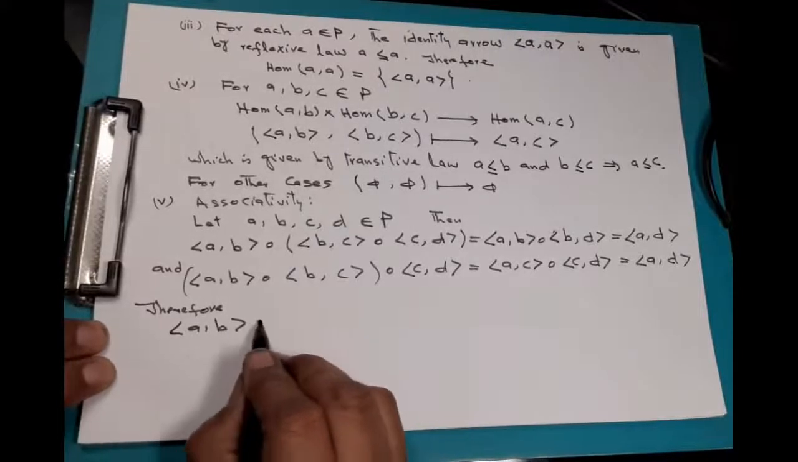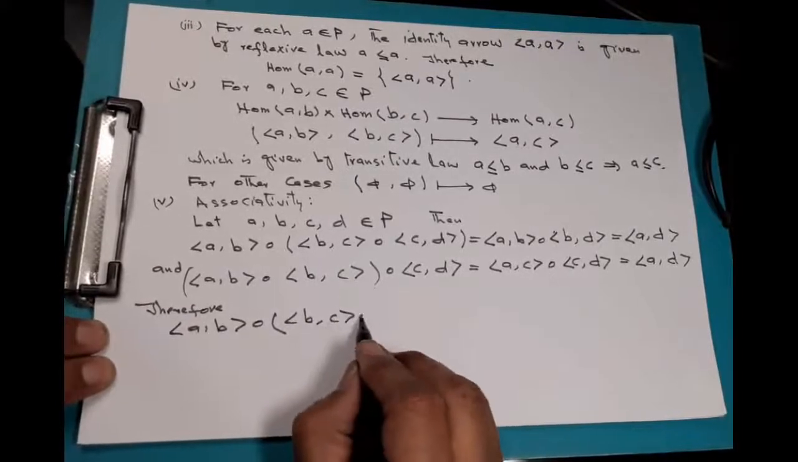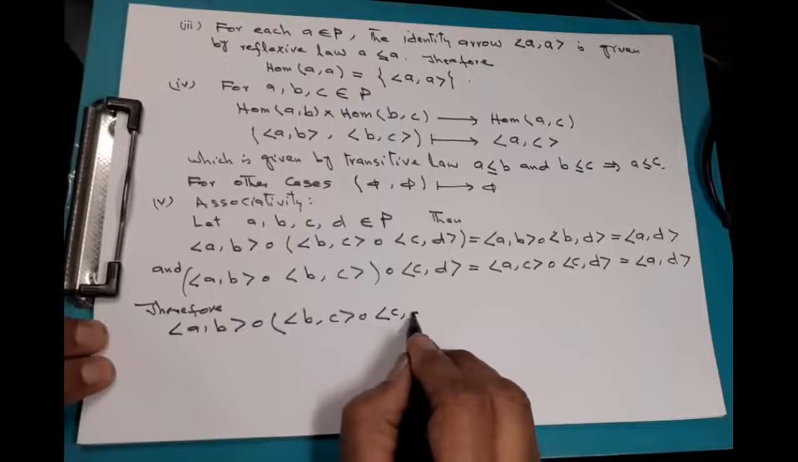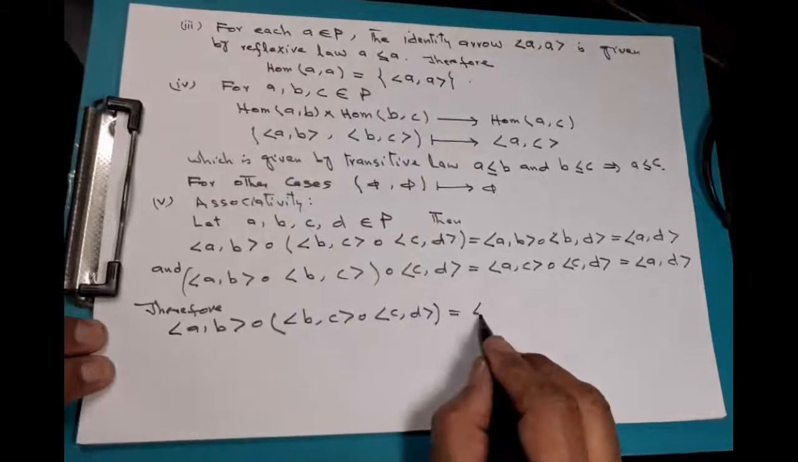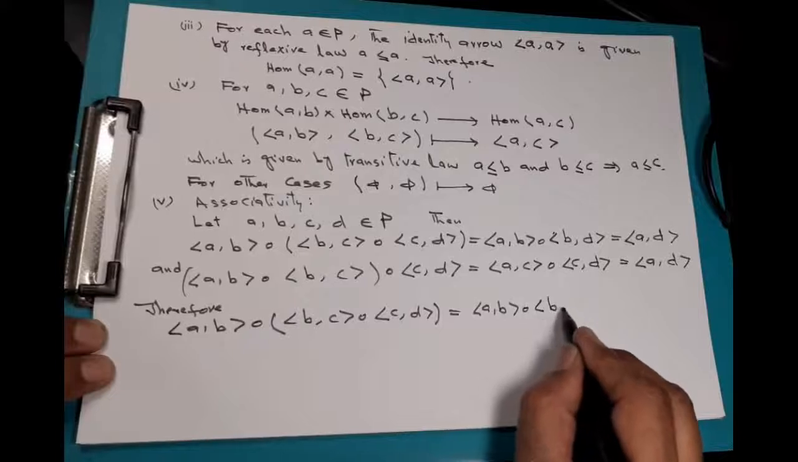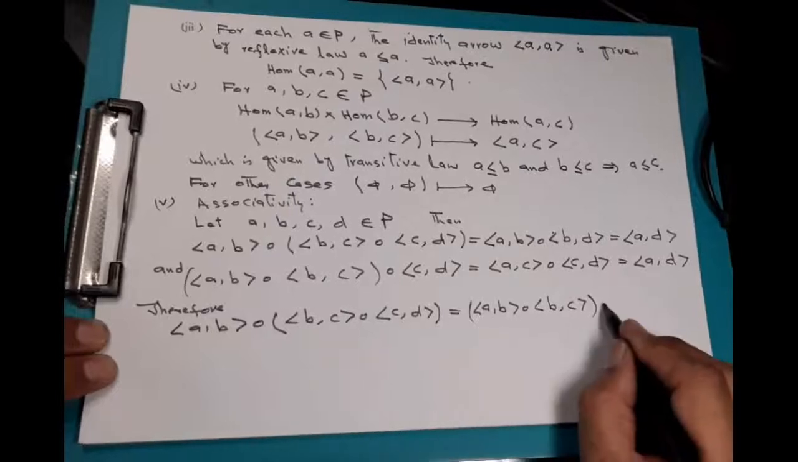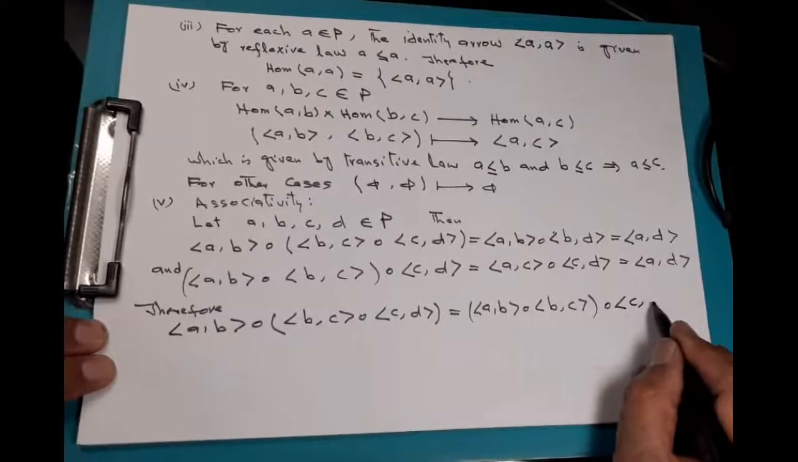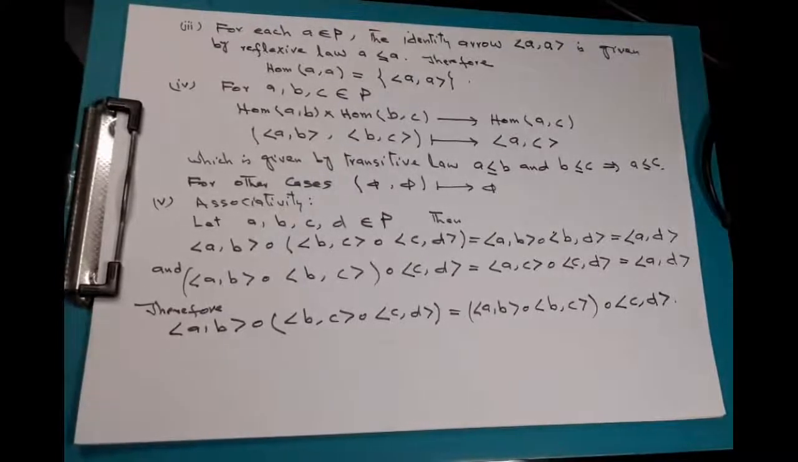and therefore the AB arrow composed with the composite of BC and CD is equal to the composite of AB and BC composed with CD. Therefore, composition is associative. But note that we have discussed only one case. There can be more cases.